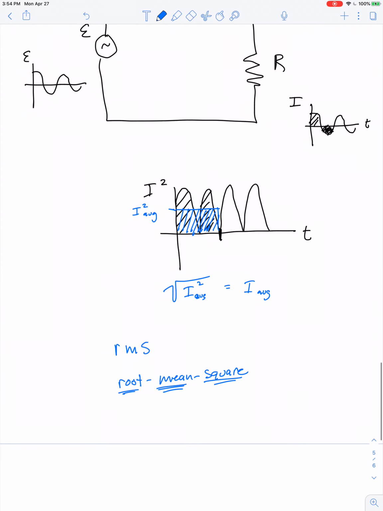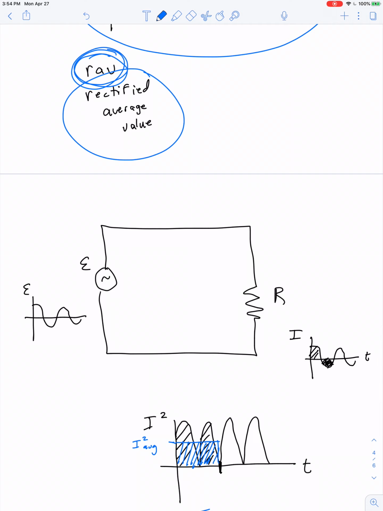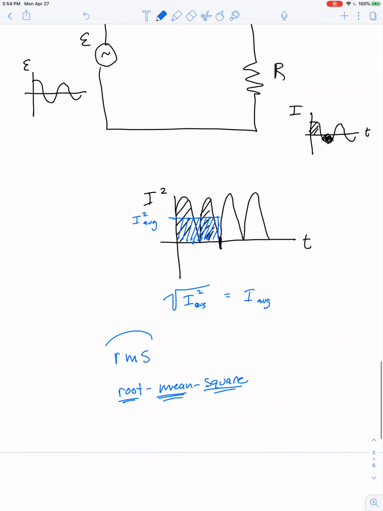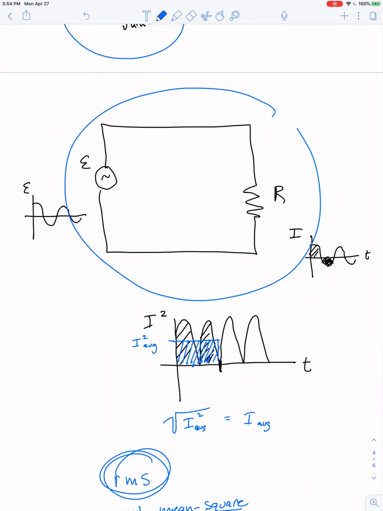So in our next video lesson, we'll go through mathematically how we can calculate RAV values and RMS values for electric current in a circuit where the electricity through a resistor is provided by a generator.